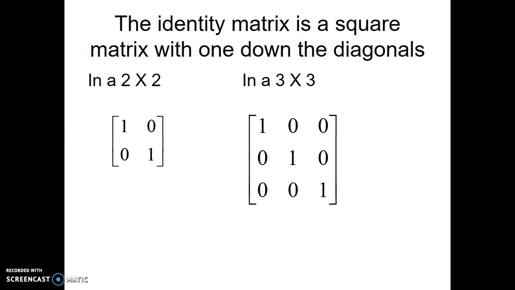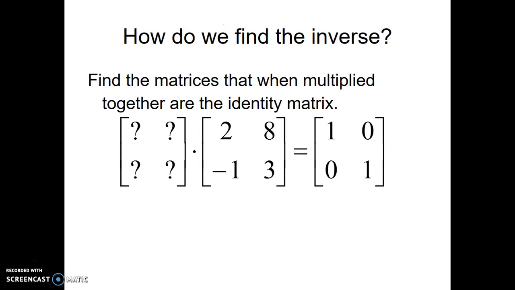So now let's look at what that looks like in a matrix. The identity matrix is a square matrix with ones down the diagonal. In a 2x2, we have this matrix here on the left, and in a 3x3, we have this matrix here on the right. The ones go down the diagonal in the same way, always from the top left to the bottom right. You notice there are 3 ones in a 3x3 and 2 ones in a 2x2. So how do we find the inverse? We find the inverse by finding the matrix that, when we multiply the two matrices together, gives us the identity matrix.